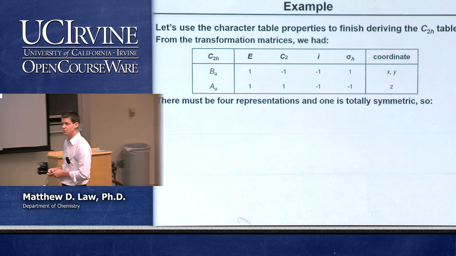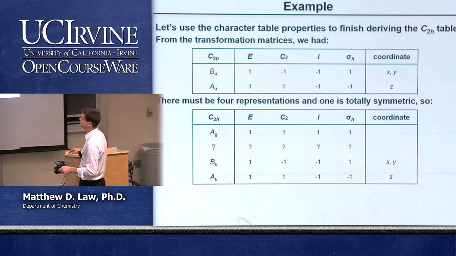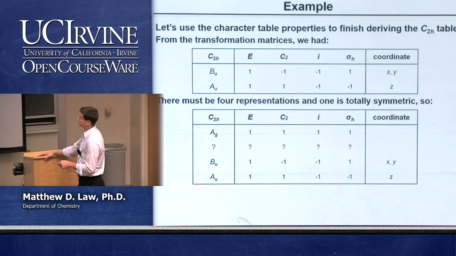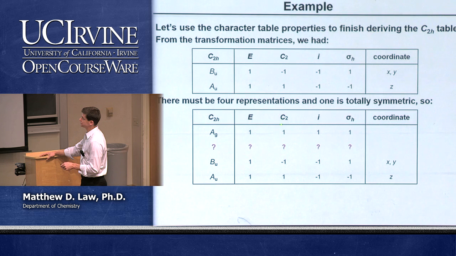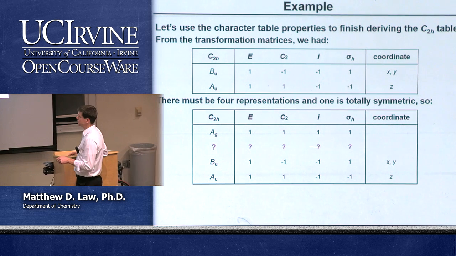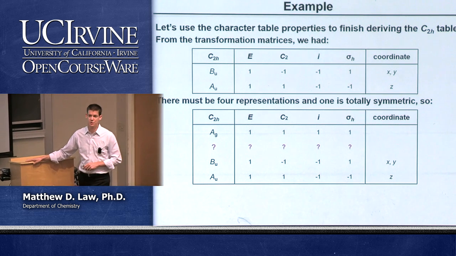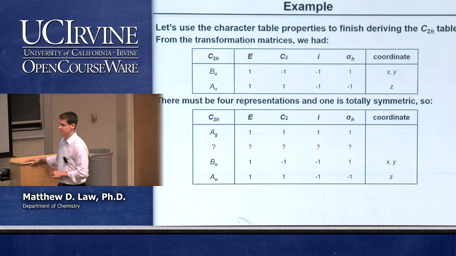The AG, the totally symmetric representation. That must have characters of all 1. And based on the characters here, we can assign its label, right? It must be A because it's symmetric with respect to the principal rotational axis. And it must be G because it's symmetric with respect to inversion. Okay? We have another one in red here that we don't know yet. And so by the process of elimination, we can figure this out using the rules.